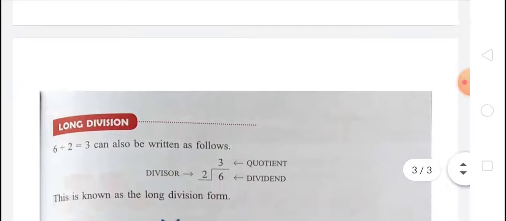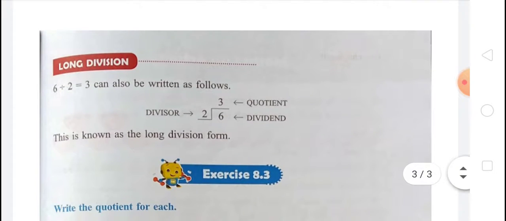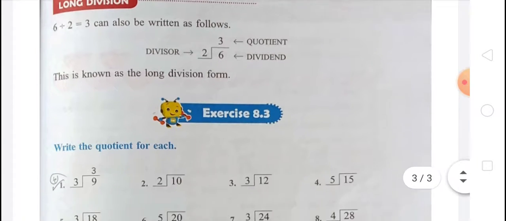And next is long division. 6 divided by 2 equal 3 can also be written as follows. 3 is the quotient, 6 is the dividend, and 2 is the divisor. This is known as the long division form.